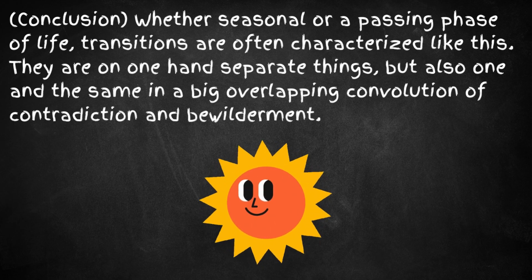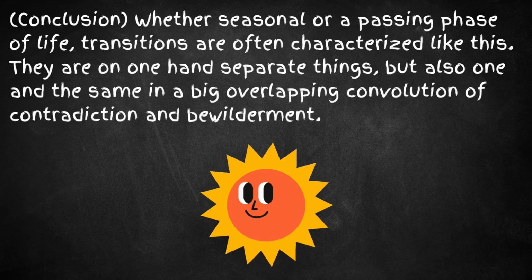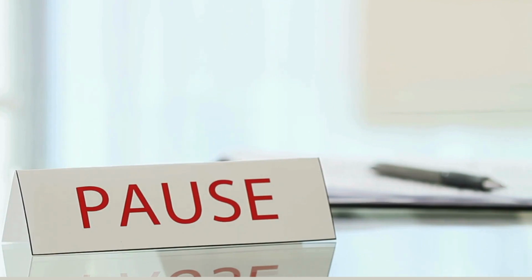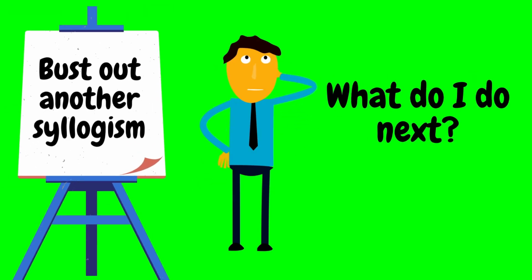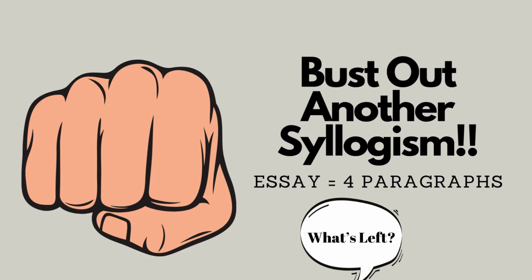So that's all fine. So again, kids playing along at home, pause, give it a try, and see what you can cook up. Next question, because we have intro done, first body done. And I already said we got 4 paragraphs. So the question becomes, what do I do next? You bust out another syllogism, right? You just follow the same heuristic, follow the same math, right?